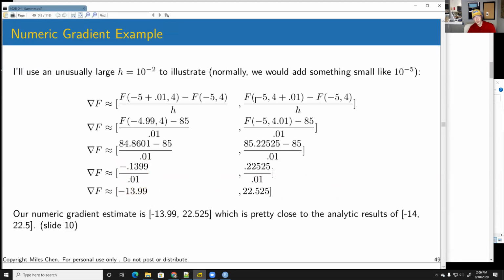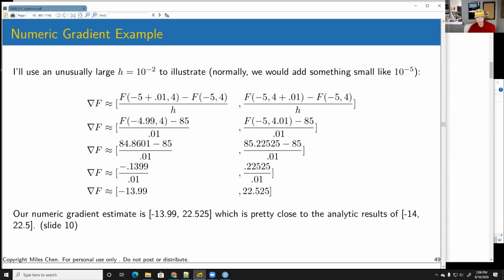If I do it for the other value, I leave -5 the same, and then I add the increment only to the x2 variable. So this becomes 4.01. So I have f at -5, 4.01. The original evaluates to 85, and this one, if I run it through the equation, I get 85.22525. I take the difference, I get 0.22525, divide that by 0.01, and I get 22.525.